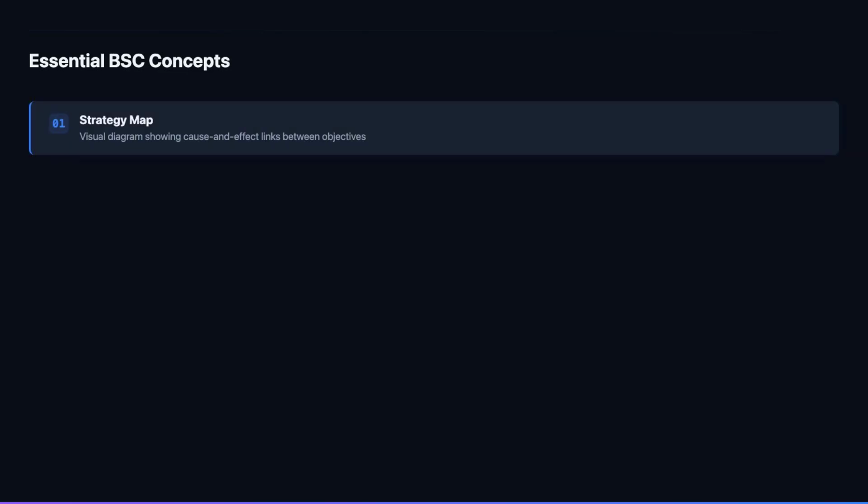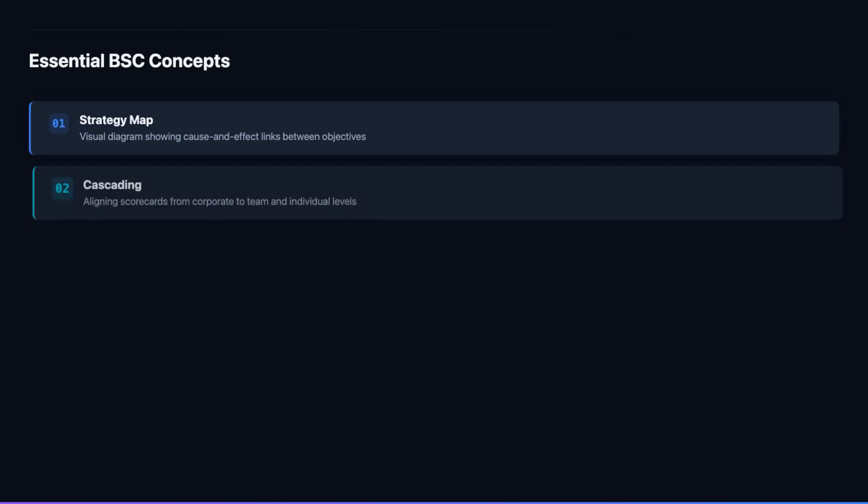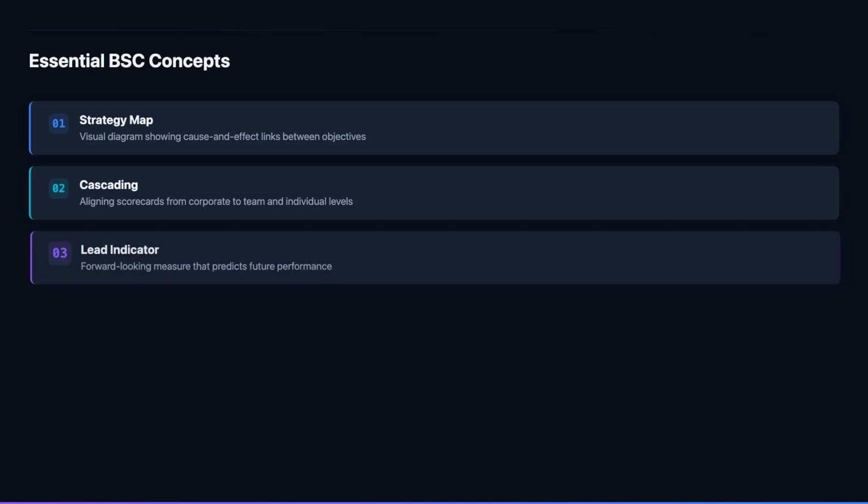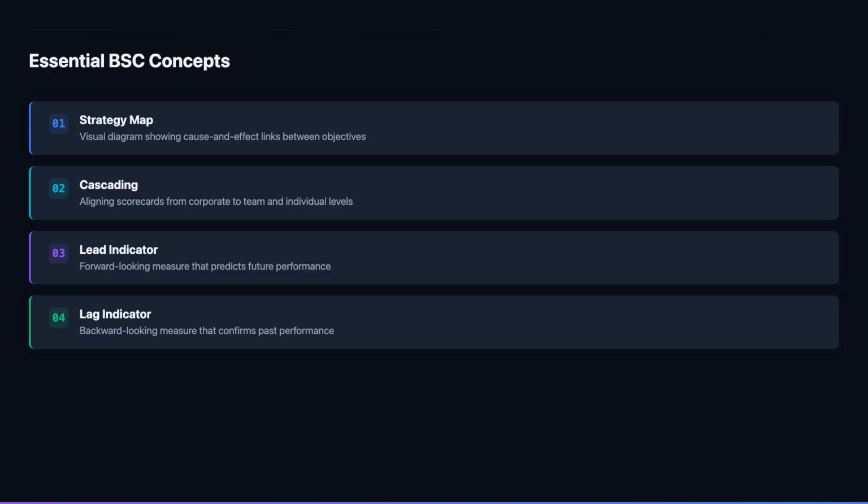The strategy map is the heart of the BSC, showing how objectives in one perspective drive results in others. Cascading ensures that every level of the organization is working toward the same strategic priorities. Lead indicators give us early warning signals so we can take corrective action before results suffer. Lag indicators confirm whether our strategies are working, providing the evidence we need for accountability.